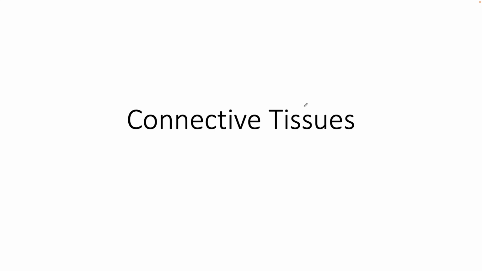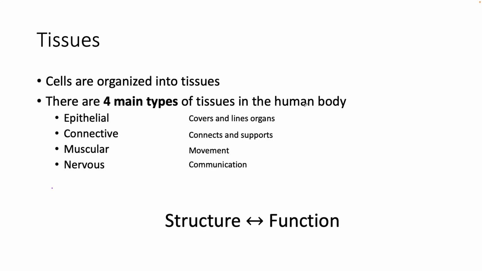Welcome back. Today we're going to be talking more about tissues, in particular connective tissues. In the last video we talked about how tissues are made up of similar cells that work together to perform a certain function. And if you remember, there are four main types of tissues: epithelial, connective, muscular, and nervous. And the last video talked a lot about epithelial tissues and how they form sheets that cover and line organs. Today we're going to be talking about connective tissue.